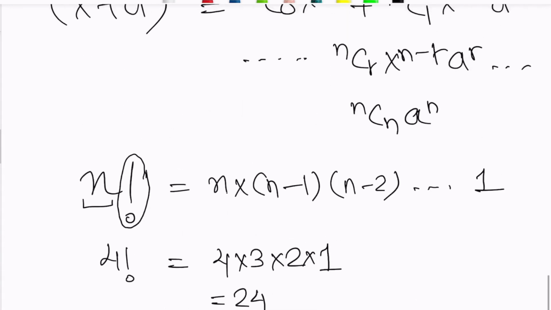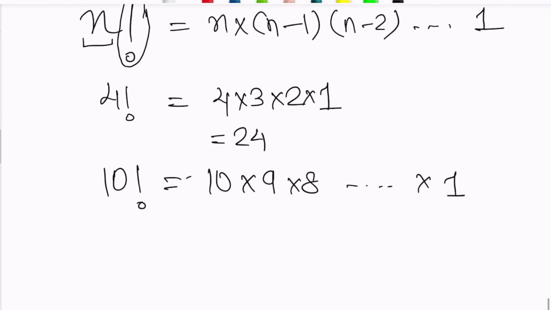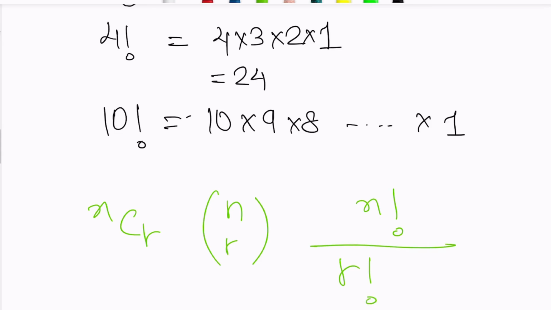Now what do we mean by what I've written, this symbol, NC0, NC1 and so on? It is simply NCR. Any time we write something like this, it can also be represented like this, N and R. This is basically N factorial by R factorial into N minus R factorial. So this is a very basic formula.